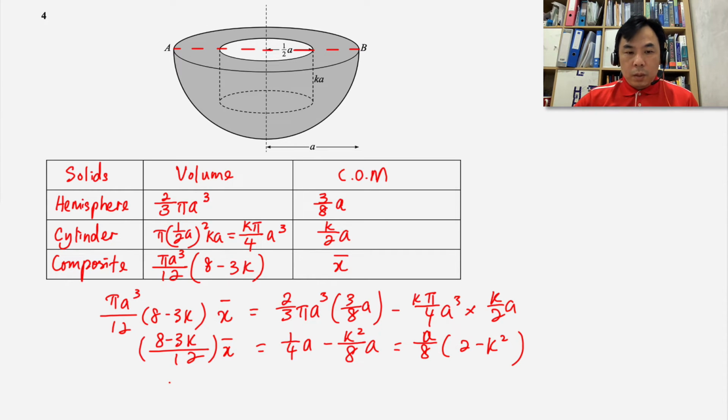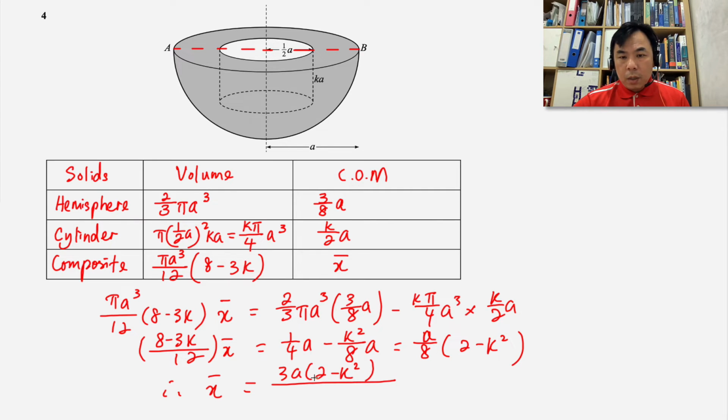And then finally, we can conclude that the center of mass measured from AB will be the same as, let me see here, that will be 3a, 2 minus k square divided by 4, 8 minus 3k here. Alright, so I hope that is clear. That's how we find the center of mass for the composite body. Alright, so I'm going to pause here for a while.